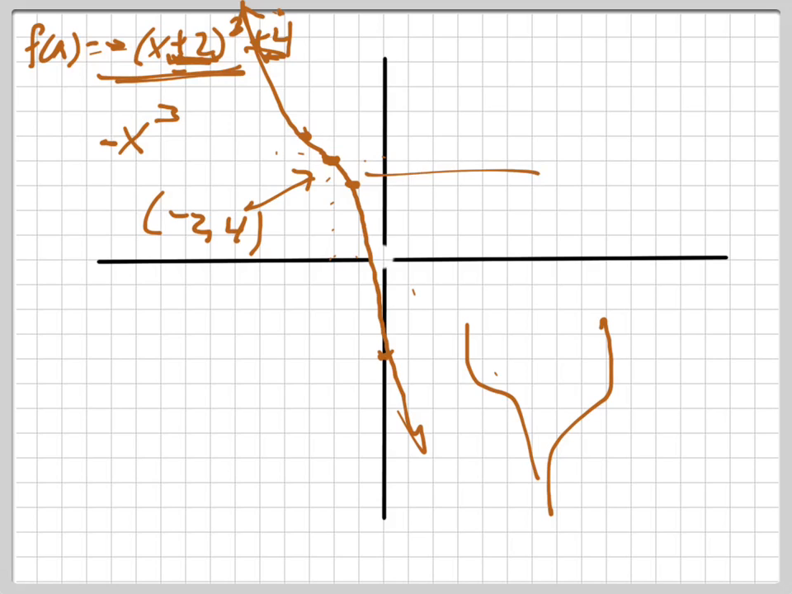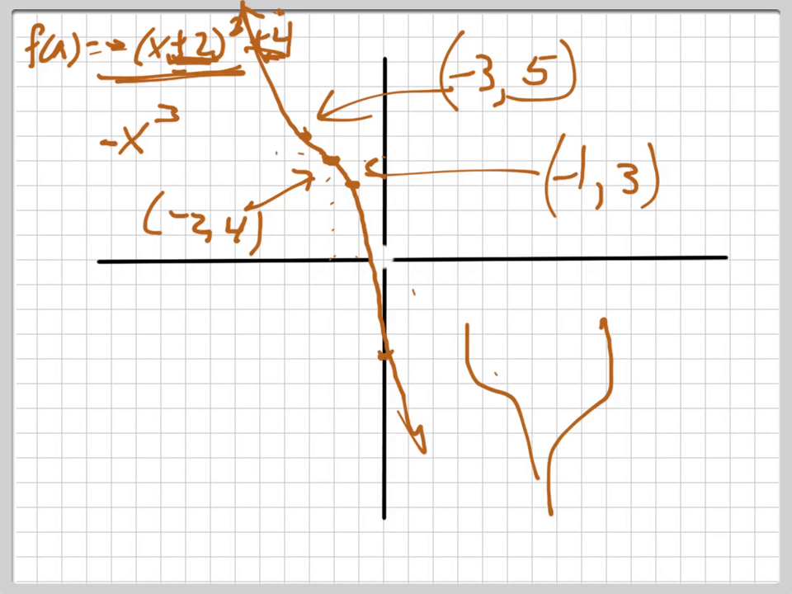And let's test these points. This is what I always do. So that point right there is negative 1, comma 3. That point right there is negative 3, comma 5. Let's test these points in my equation right there. If I plug in negative 3 for x, what's negative 3 plus 2? Negative 1. Negative 1 cubed is negative 1. And what's a negative of negative 1? Positive 1. Plus 4 is? 5. And that's how I know that I did it right. I plug in a couple test points. That's how I would suggest you do that problem.